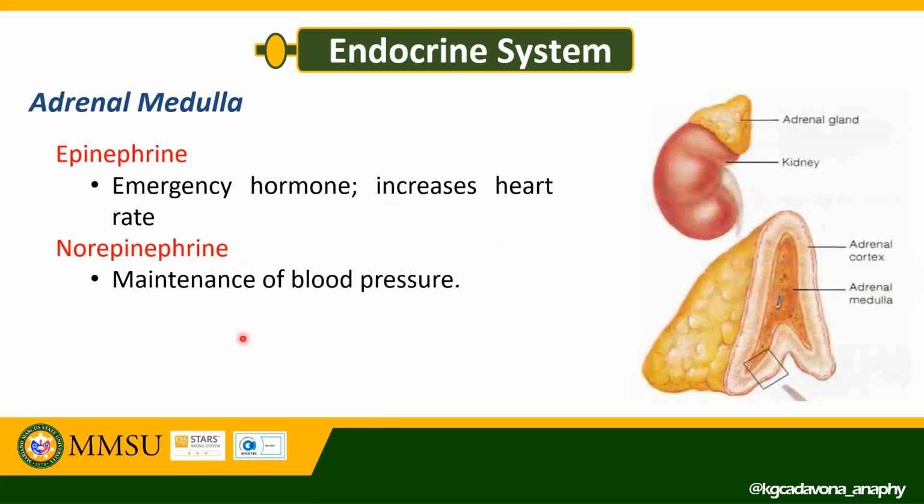Okay? For the norepinephrine, this is mainly similar to the action of the first hormone, but it usually focuses on the maintenance of blood pressure. So in summary of these two hormones, the two hormones are basically released from the adrenal medulla in times of stress. And this release is regulated by the ANS or the autonomic nervous system. Okay? Just recall what the autonomic nervous system does.